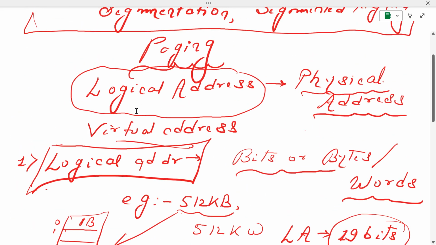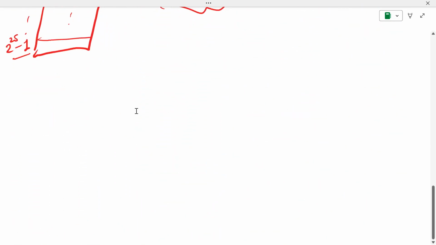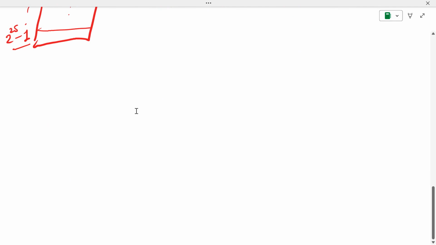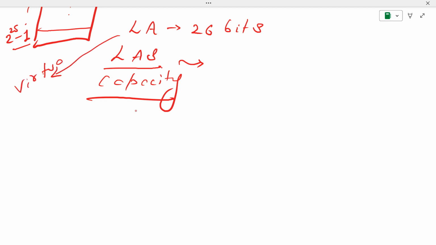Since when we talk about paging, the logical address comes into the picture, that is what we are going to discuss. So that's why I have first illustrated how we get into the addressing scheme. Okay. Let's say we have a logical address of 26 bits, and someone asks about the logical address space. The logical address space is nothing but the capacity of the virtual memory. Actually, logical address refers to the virtual memory. We'll talk about it in some time.